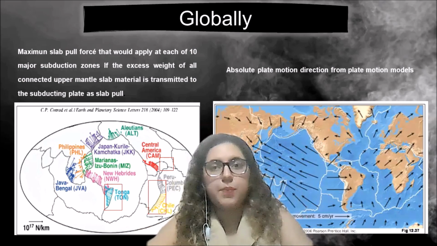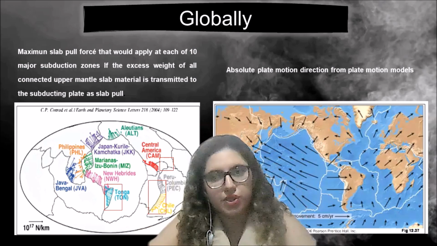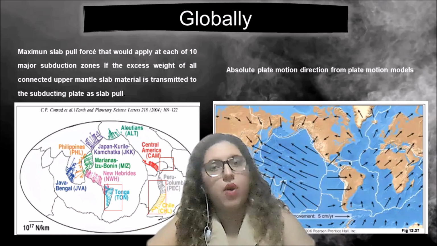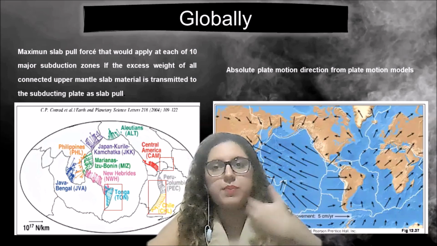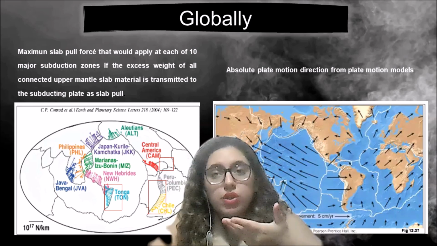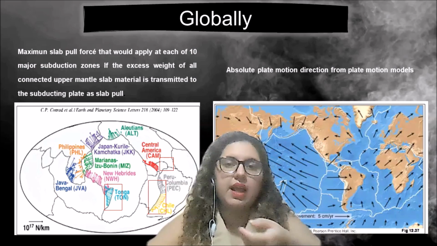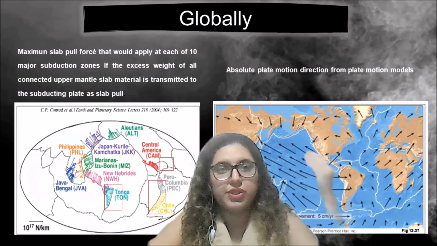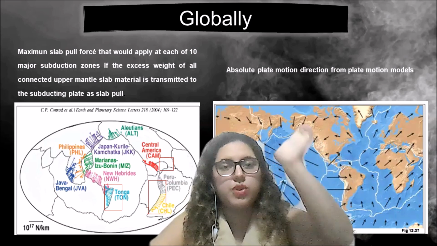The maximum slab pull force that would apply at each of the 10 major subduction zones, so if the excess weight of all connected upper mantle slab material is transmitted to the subducting plates as slab pull. And the other feature is absolute plate motion directions from plate motion models.